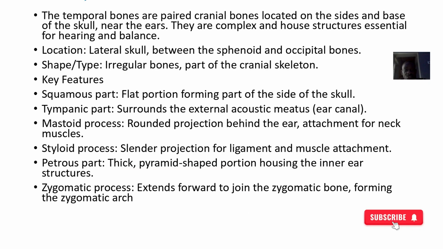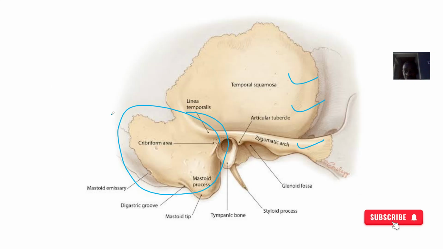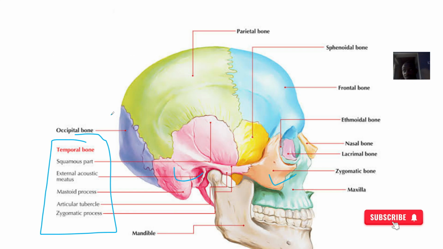So they are located on the lateral skull between the sphenoid and the occipital bones. They are actually irregular bones, and they are part of the overall cranial skeleton. So they have different parts. We have the squamous part. Okay, this is the best image for that. We have the squamous part.